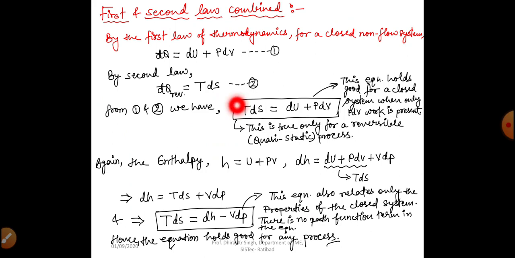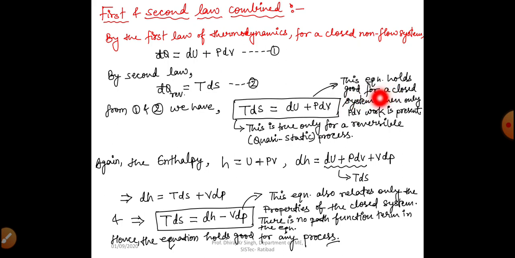So dear students, we can see here by the first law of thermodynamics, for a closed non-flow system we have the expression del Q equal to dU plus P dV. This is our equation number 1. By the second law we have the expression del Q reversible equal to TdS. This is our equation number 2. So from 1 and 2 we have TdS equal to dU plus P dV, as del Q reversible is the same for both equations.